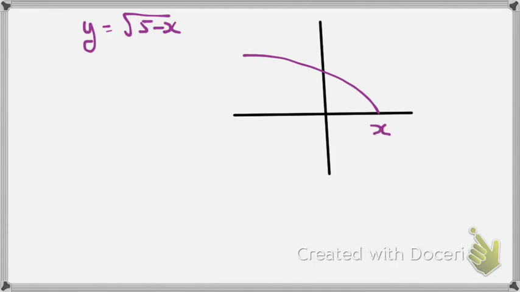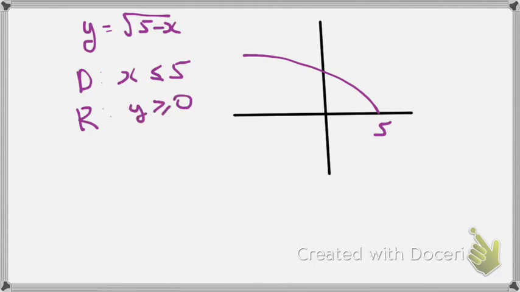Right? It's the top half of a sideways parabola shifted across, oops, that should have been a 5, not an x. Shifted across 5 units. So I can say from that that the domain is x less than or equal to 5, which I can also write in another notation, and the range is y greater than or equal to 0, which again I could write in another notation.